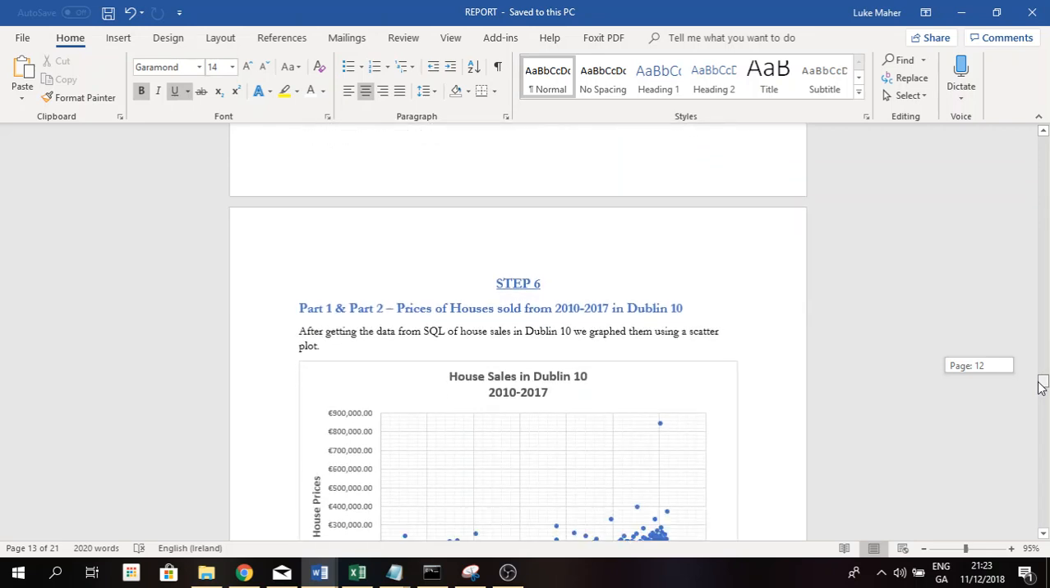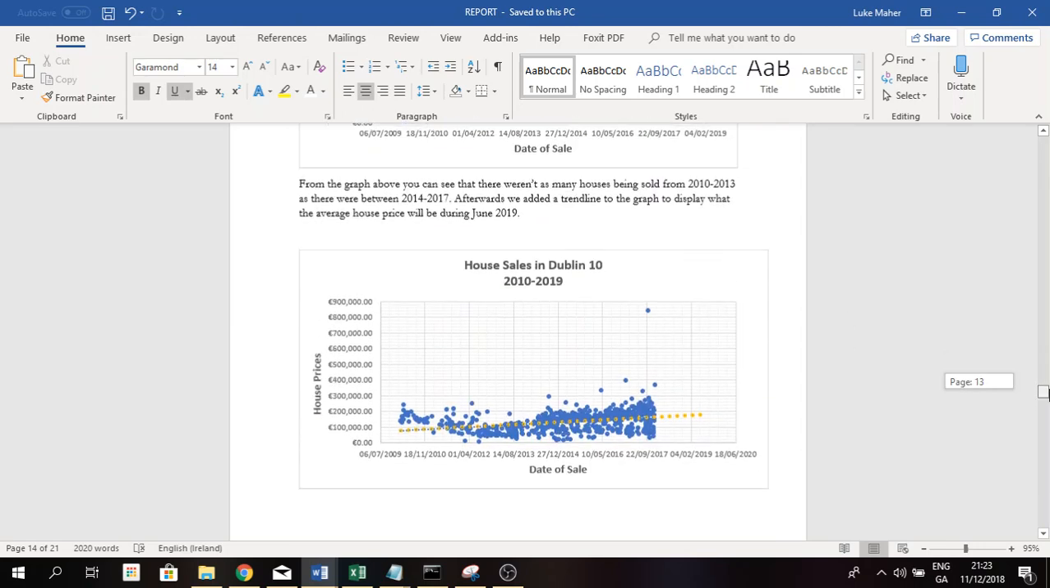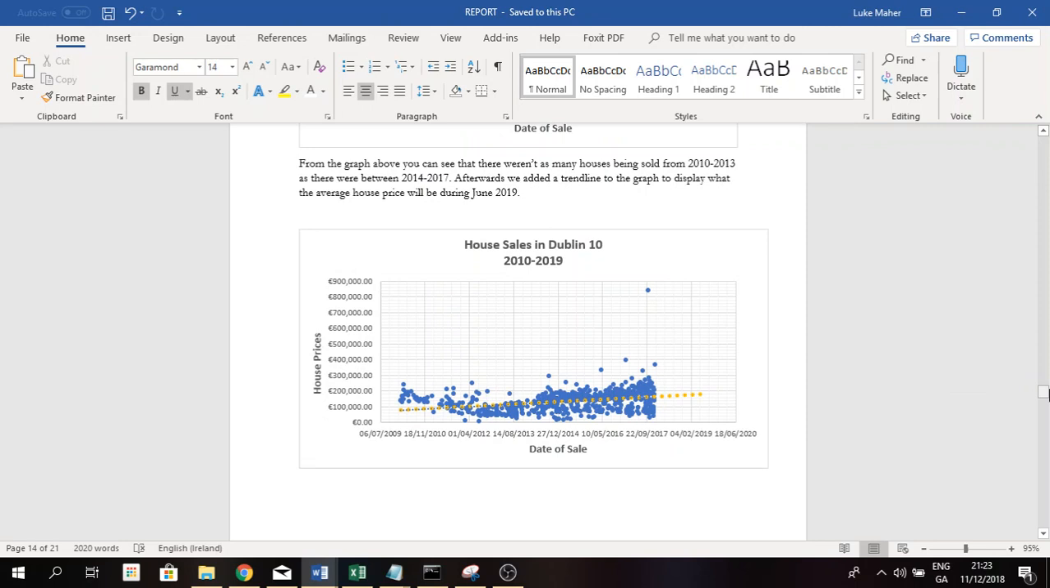Then lastly, step 6. So to start, we made a scatter graph of all the house sales. You see over here 2010 to 2013ish, that they're more spread out compared to the later years, 2014 to 2017. Afterwards we made a trend line to see what the average house price would be in June 2019. That's it there. You see it's increased a bit from 2017.